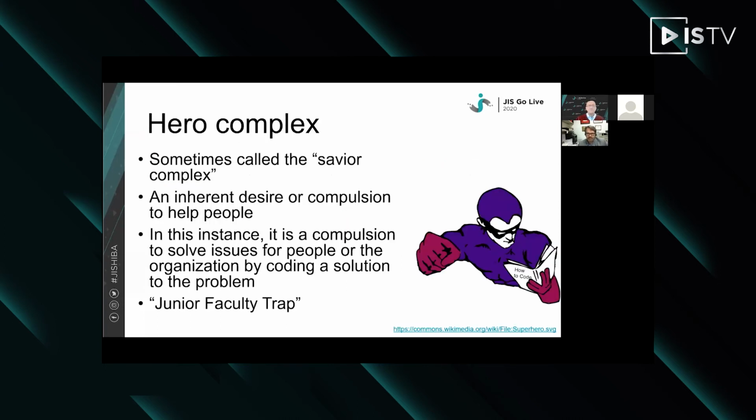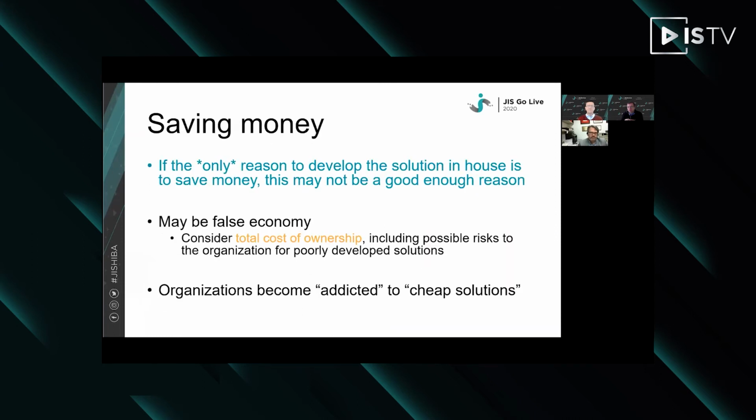This is another issue, the hero complex. I think a lot of people in informatics see themselves in this role. Sometimes it's called the savior complex, but it's really this inherent desire we all have to help people. We want to solve people's problems. That's why we're here, right? And if you're in academics, I think of this as a junior faculty trap, where you spend a bunch of time solving all these little problems and you never do the sorts of things you really need to be doing to be a proper scholarly activities for an academic.